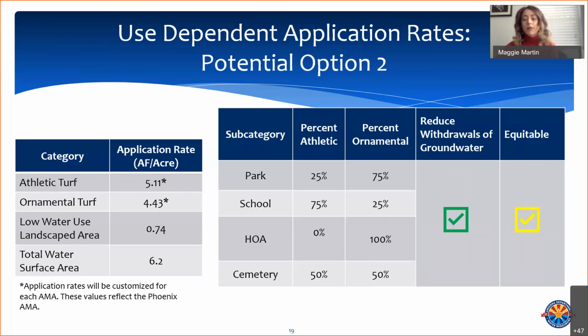So for this option, we found that it does meet our criteria of reducing withdrawals of groundwater. In order to reach equitability, we would like to suggest another mechanism that might allow facilities to change their percentage of turf breakdown to more accurately reflect what is in their facility. And Natalie will now discuss some potential ideas that we have regarding what that process might look like. Next slide.